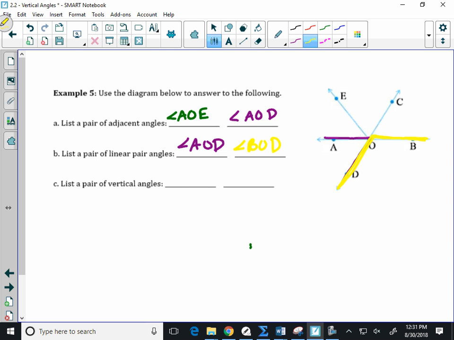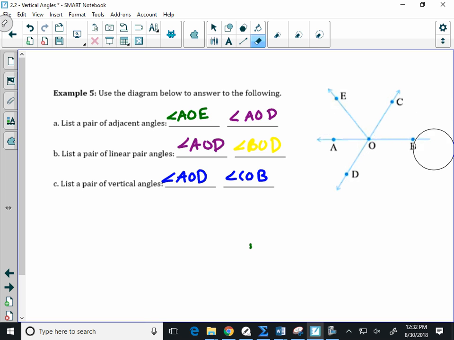And that's not the only pair of linear pair angles. You could have said, like, this angle and that angle. Those are linear pairs, so there's more than one answer with that one. Parker, can you give me a pair of vertical angles? Perfect. Angle AOD and angle COD. I think it's easy to tell linear pair angles because you can just name angles that are next to each other on a straight line. Vertical ones might be harder to tell.